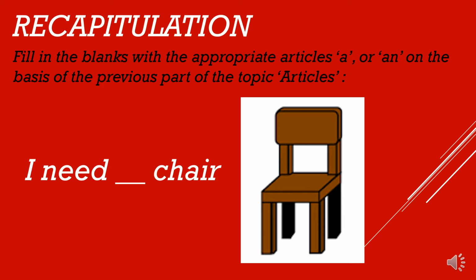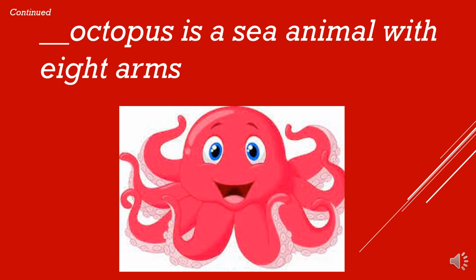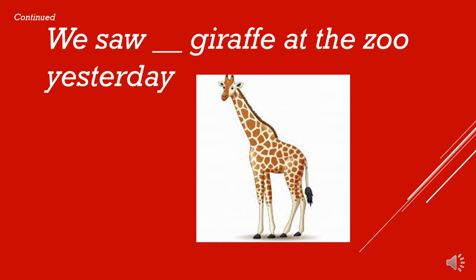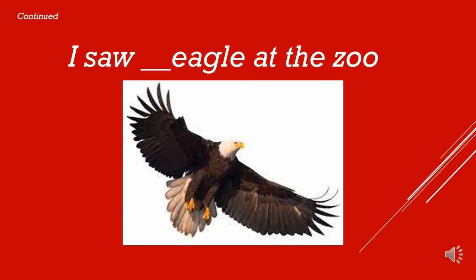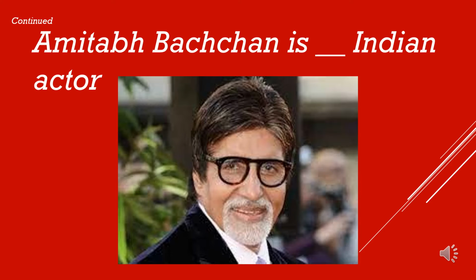Your first sentence, I need dash chair. Sentence number 2, dash octopus is a sea animal with 8 arms. Number 3, we saw dash giraffe at the zoo yesterday. Sentence number 4, I ate dash ice cream. Number 5, I saw dash eagle at the zoo. Number 6, Amitabh Bachchan is dash Indian actor.